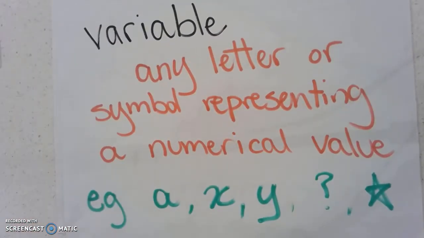variable. Any letter or symbol representing a numerical value. So that could mean an A, an X, a Y, and also, particularly in the younger years, it started out looking like a question mark or a star or a box or something like that. It's really anything that represents an unknown number. Sometimes variables are also known as pronumerals. So it may look different depending on the textbook, the country, that kind of thing.